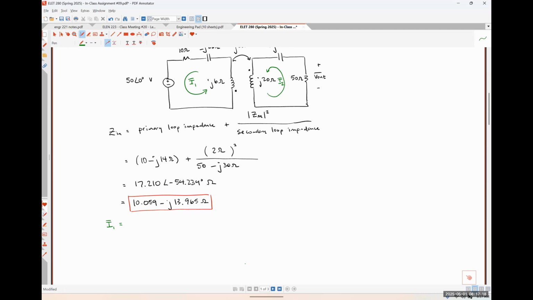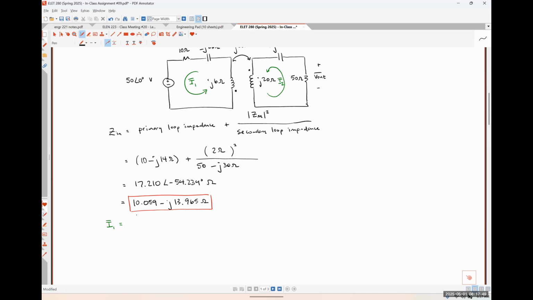I1's on the primary loop though. It has nothing to do with any of those impedances. Yeah. So in our last example that we worked, we simply took our source voltage and divided it by our input impedance. Okay. This is going to be slightly different. Okay. So I'm going to do something similar here, right?